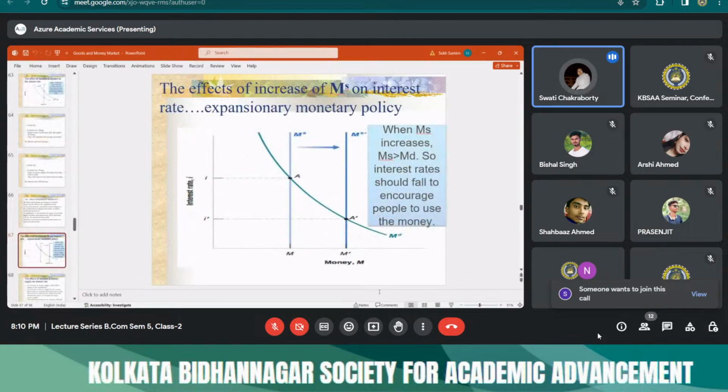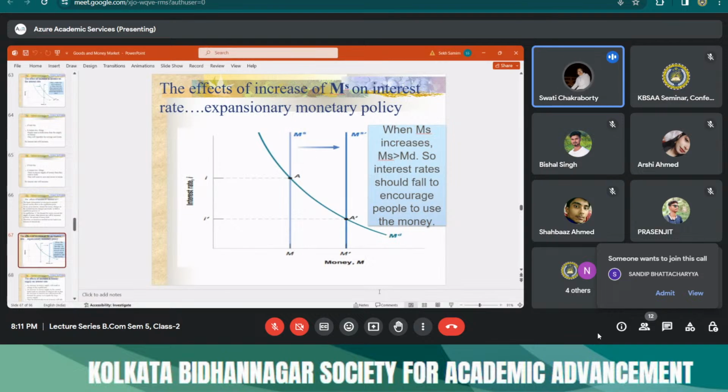Okay. So what happens when now comes up? Now we are talking of the money supply curve. What happens if there's an increase in money supply? How does it affect the interest rate? Now, the initial equilibrium condition is point A, where the rate of interest is I, and M is the total amount of money, where money demand and money supply are equal.